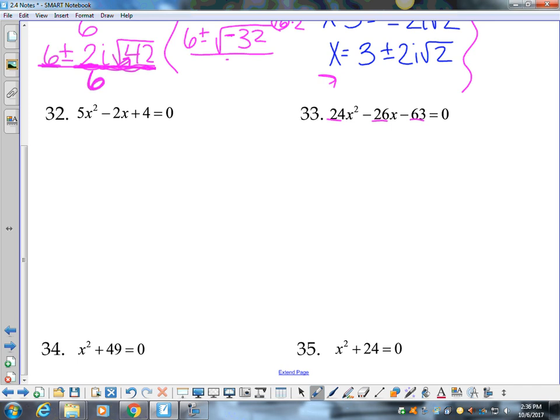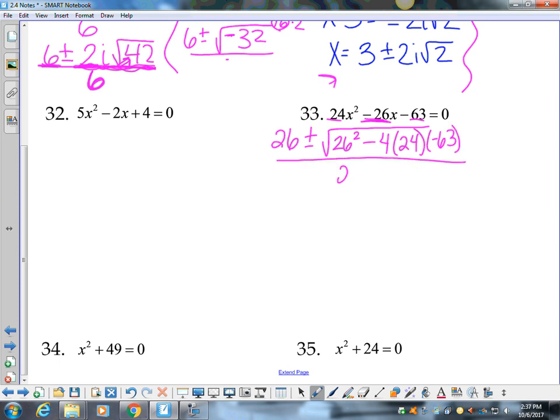So here I go. 26 plus or minus the square root of. Now, technically your b is a negative 26, but I know when I square it, it's going to be positive. I don't know what 26 squared is, so I'm just going to write 26 squared. So I'm just going to drop the negative. So 26 squared minus 4ac all over 2a.